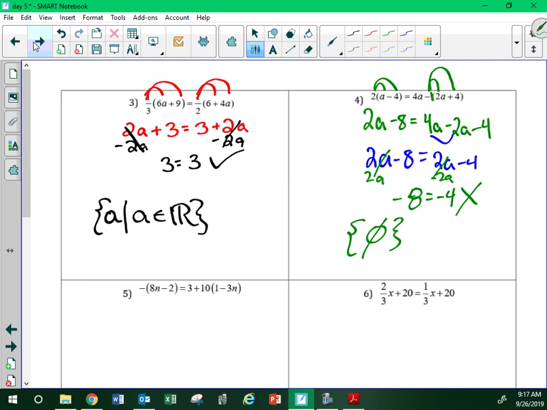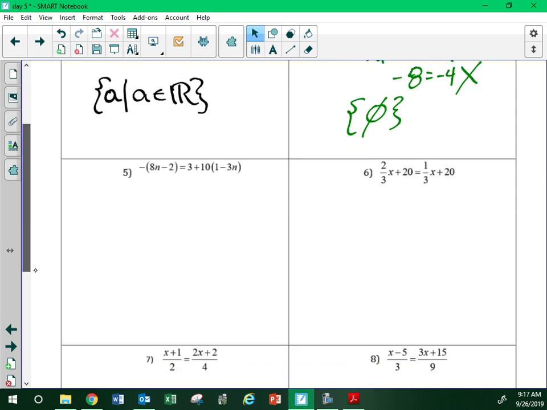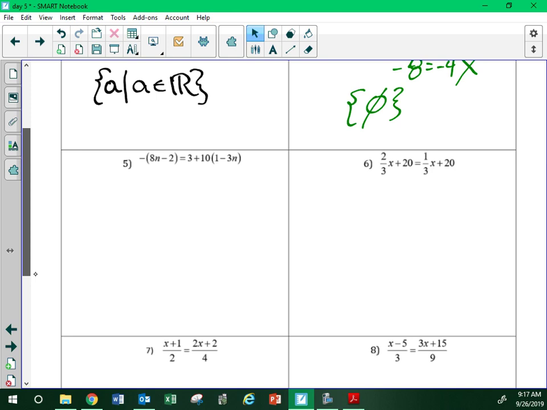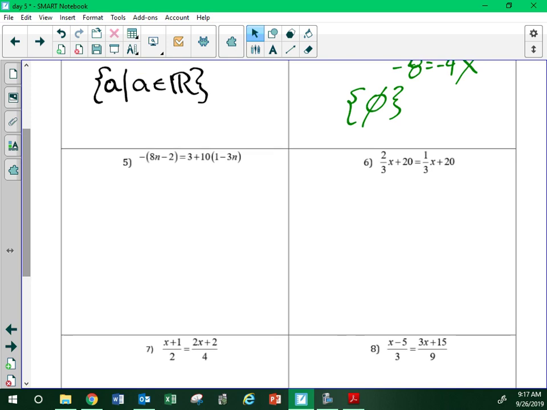Alright, do we have questions on 3 or 4? It's the same thing, right? Yeah, it's just more and more practice with that. I'm hoping that we'll get an actual answer somewhere. Ooh, 7 and 8, the fraction bars. Let's do 7.